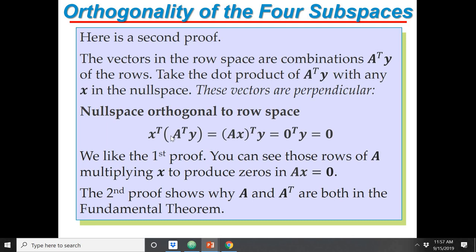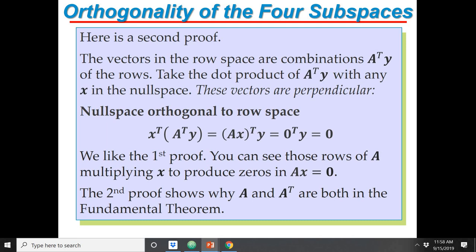So we need to prove that X transpose A transpose Y is equal to 0. And you can write this as AX transpose times Y. Remember, this is X transpose A transpose. And because X is in the null space, this is 0. So there it is.